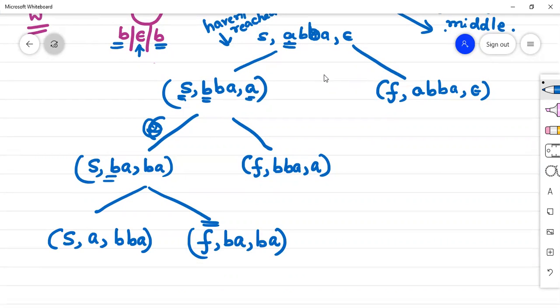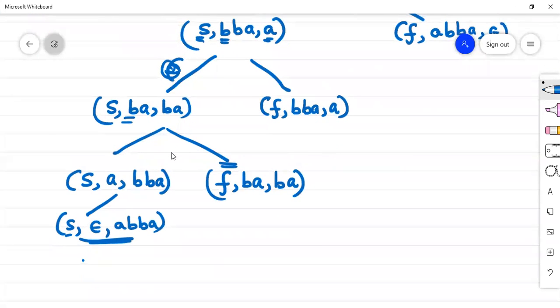Okay. Now here, I've assumed that I haven't reached the middle. So I'm at this stage, and after this I have no transition to do. Okay. So this is a dead state. This is a dead state. So it will stop over here.